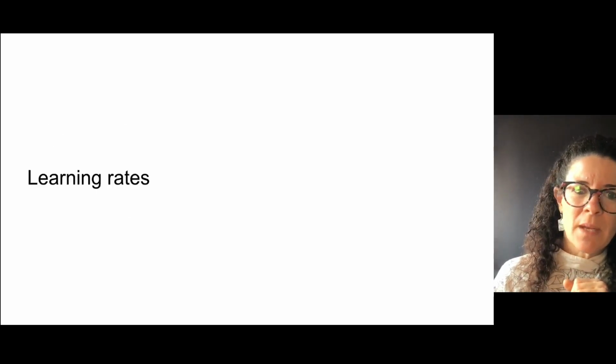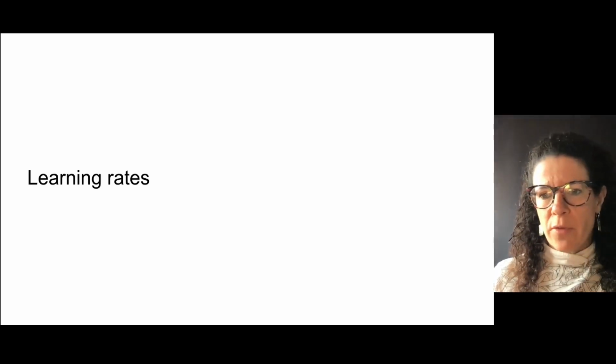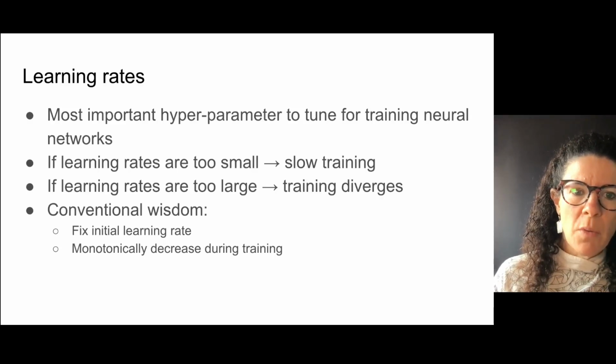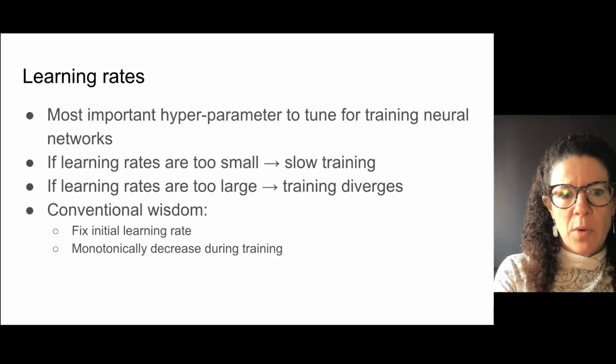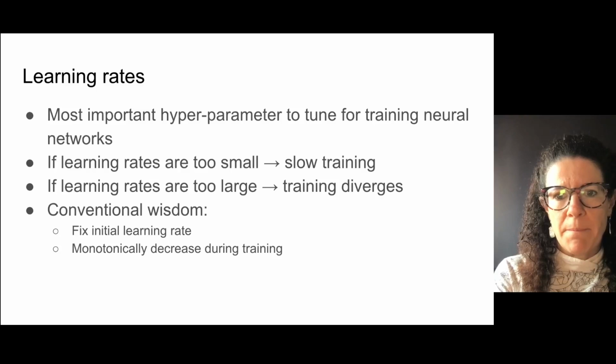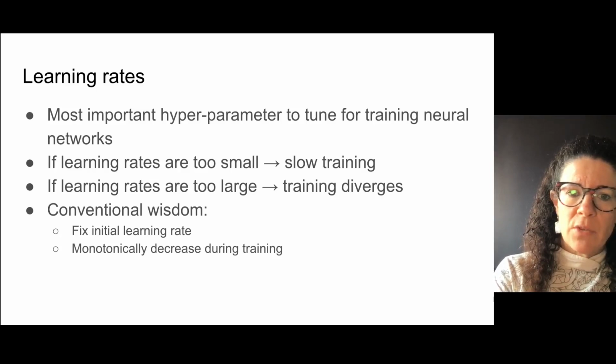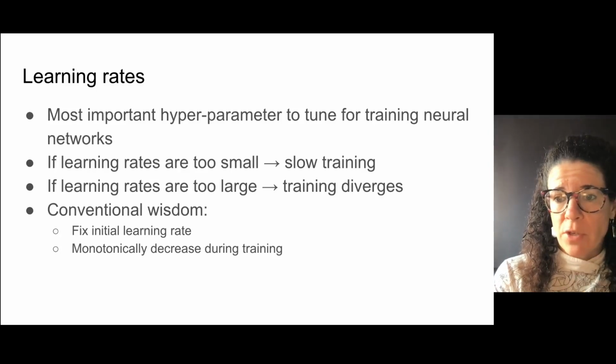So now let's talk for a little bit about learning rates. Learning rate is the most important hyperparameter to tune in your neural network. As we know, if learning rates are too small, your training is very, very slow, and if learning rates are too large, your training diverges.